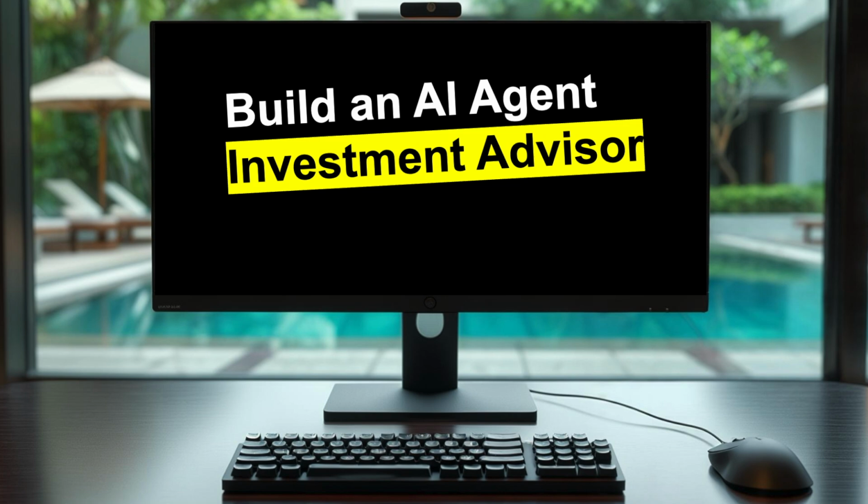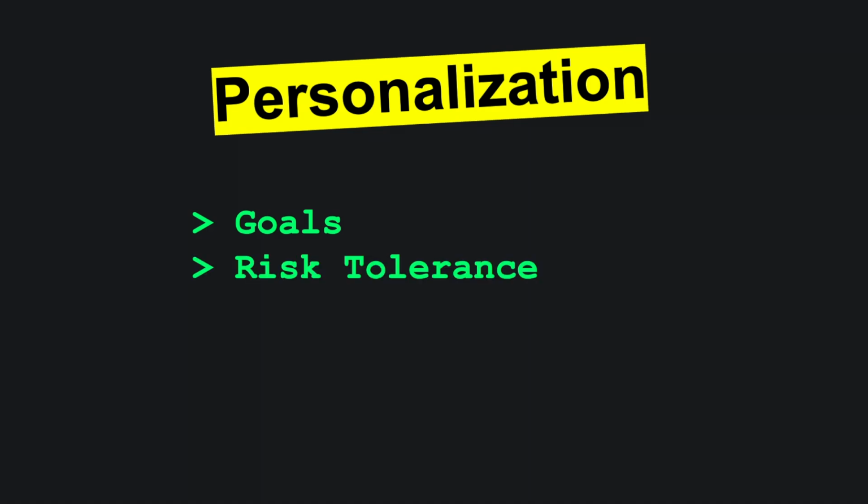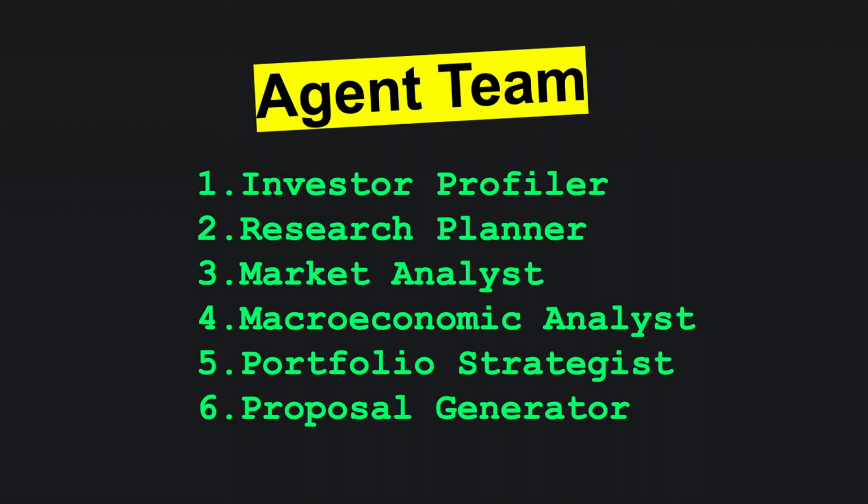This tutorial will show you how to build an AI agent investment advisor in less than 200 lines of code. This AI investment advisor takes in a user's financial profile and outputs a personalized investment plan that is tailored to their goals, risk tolerance, economic conditions, and retirement timeline. It's powered by a team of coordinated AI agents, each handling a key task, such as analyzing the user's financial situation, understanding the current macroeconomic climate, and constructing a personalized portfolio strategy and allocation.